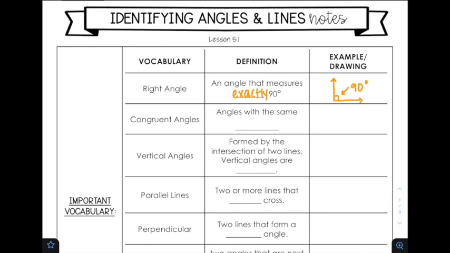Congruent angles, it has the word congruent in there, which means equal, so angles with the same measurement. And the way that congruent angles are marked, let's say this angle and this angle, they might not look equal, but they'll have a little hoop like this. These are going to be equal to each other.